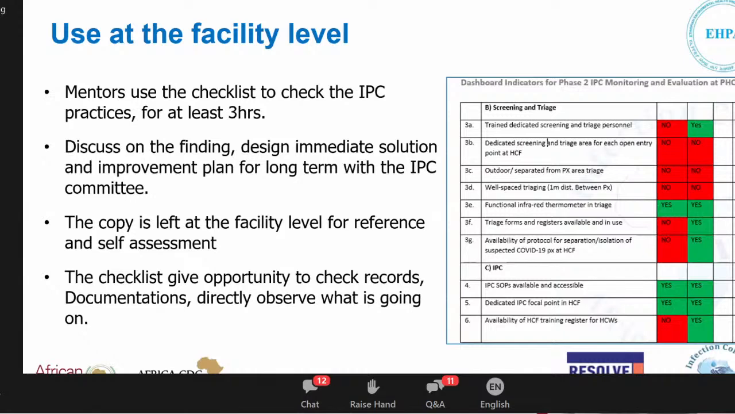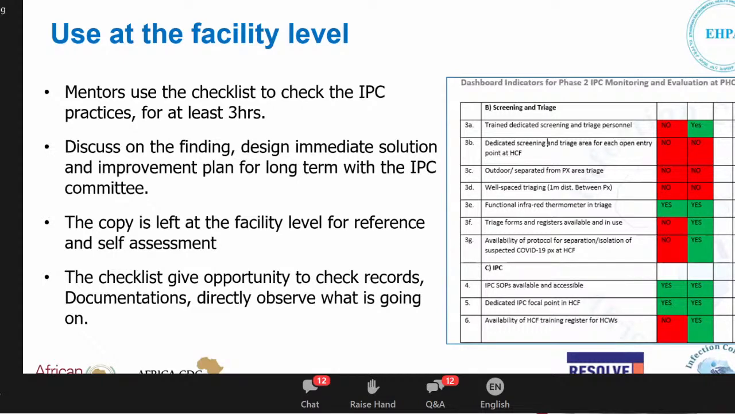So, in how to use it at the health facility level, mentors use this checklist to check the IPC practice. The mentors need to stay at least 3 hours at that facility because, as I mentioned earlier, it involves checking the documents, records, and standard guidelines, and also observation: observation of hand washing, of environmental cleaning areas, of use of PPEs, and of everything practiced in the health facilities.